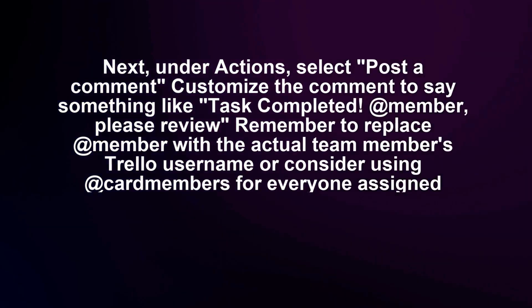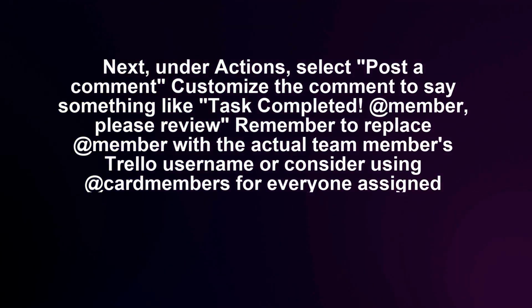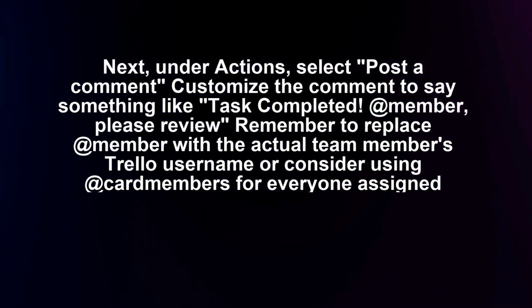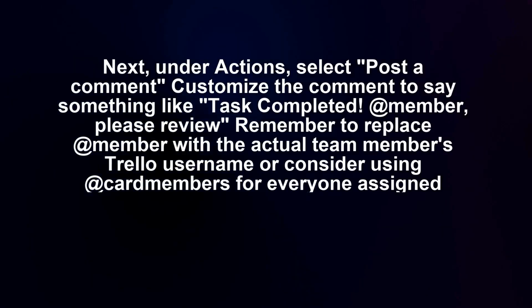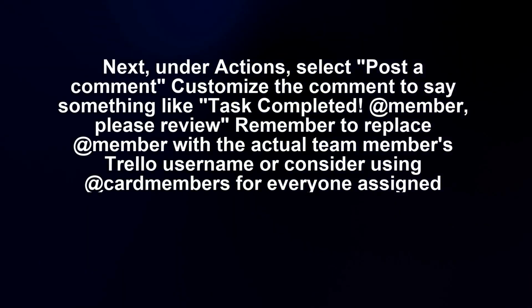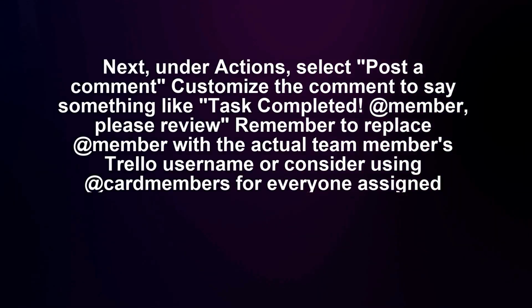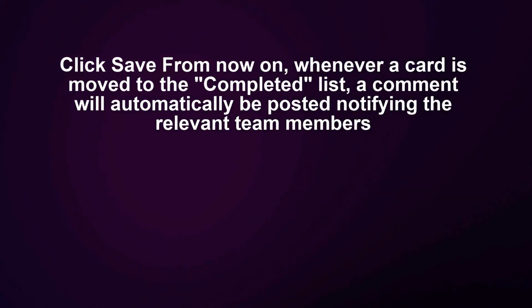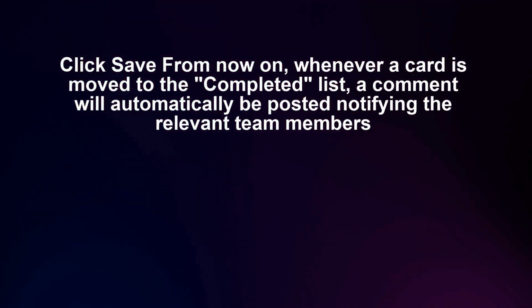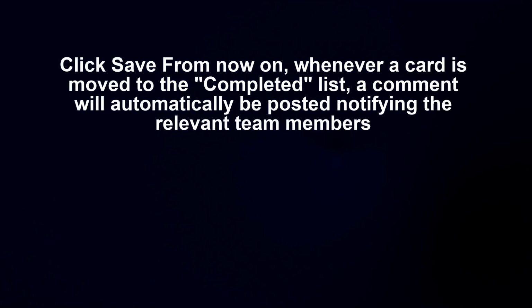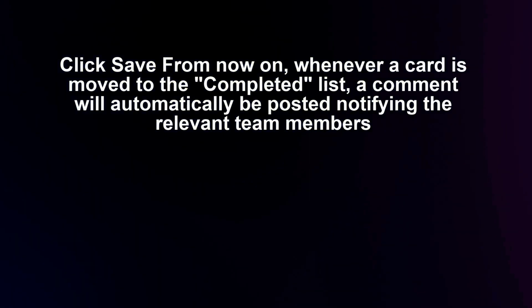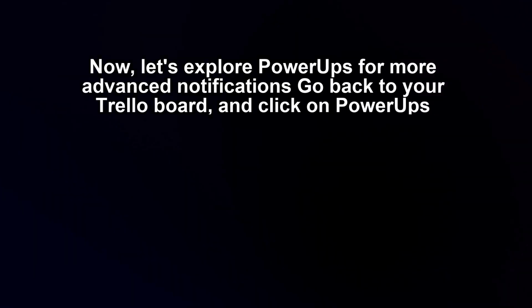Next, under Actions, select Post a comment. Customize the comment to say something like Task Completed. At Member, please remember to replace at member with the actual team member's Trello username, or consider using at card members for everyone assigned. Click Save. From now on, whenever a card is moved to the completed list, a comment will automatically be posted notifying the relevant team members.